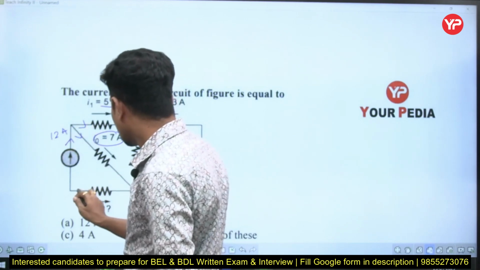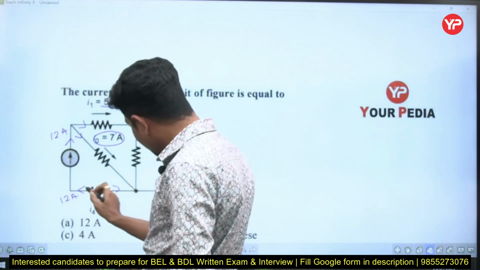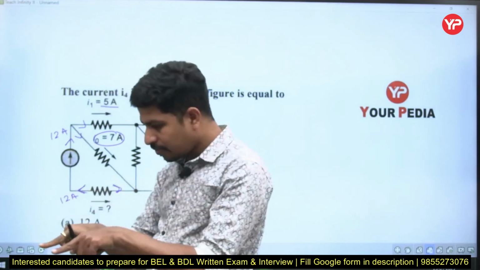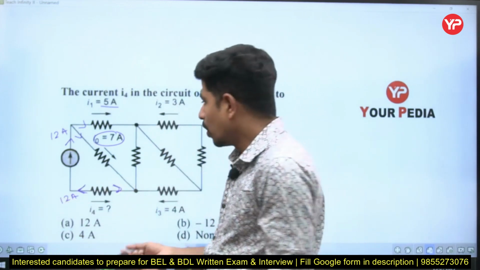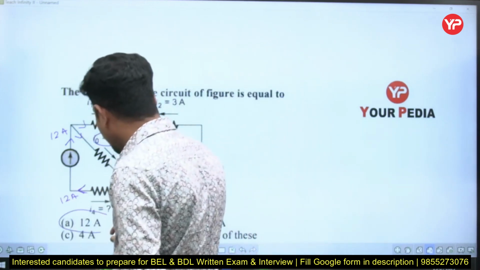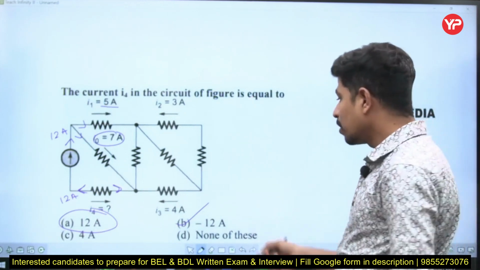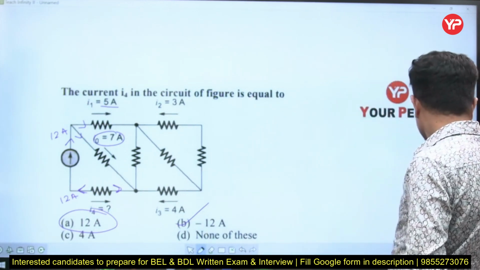If that is 12, this way it should be 12, but that fellow is asking this way. Therefore on the same branch, if you are taking two different directions, one current is opposite to the other, therefore the answer is minus 12 amperes. People immediately will go and take option A, but that is wrong. Option is B for Bombay, minus 12 it is.